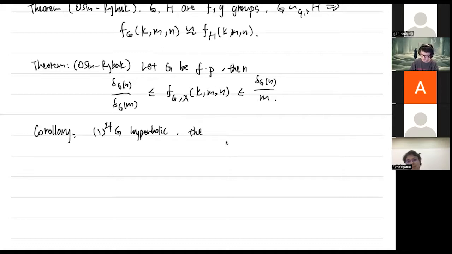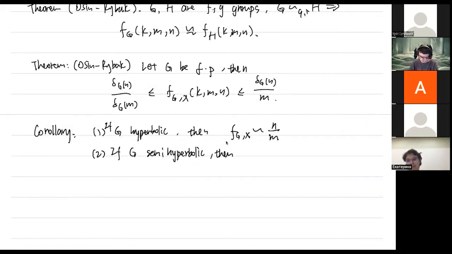Quick corollary of this: if G is hyperbolic, then such a function is equivalent to m over n or n over m. Also, if G is semi-hyperbolic, so basically it has the quadratic Dehn function, then the function is equivalent to n squared over m squared.